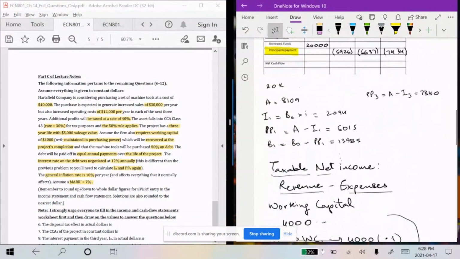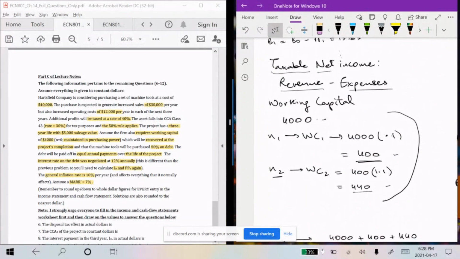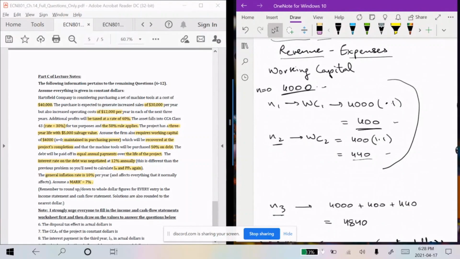What we're going to do with working capital is, in n equals 0, the working capital is going to be 4,000. Did I explain earlier what working capital was, or was that just the debt part? Right. Okay, I'll just say it again.